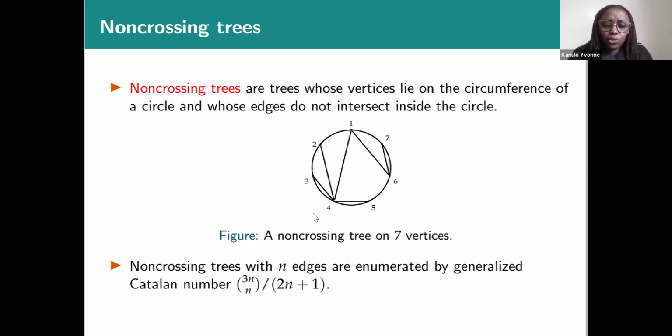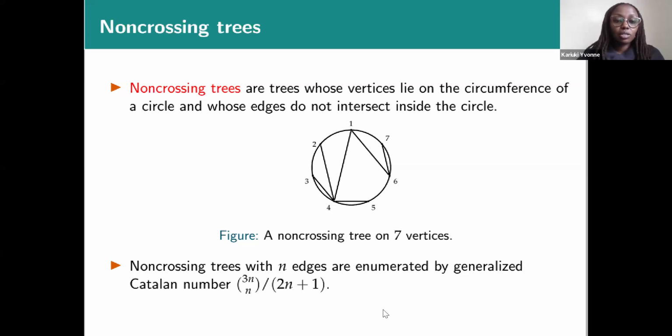Now, the research on enumerating these non-crossing trees was done, if I'm not wrong, it should have been by Noe, who found that these non-crossing trees on n edges or on n+1 vertices are also enumerated by the generalized Catalan number, as I've given the formula back there.